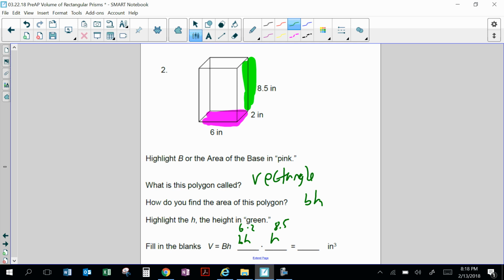6 times 2 is 12. And what is 12 times 8.5? 5 times 2 is 10, carry the 1. 5 times 1 is 5, plus 1 is 6. 8 times 2 is 16, carry the 1. 8 times 1 is 8, plus 1 is 9. 0, 12, carry the 1. Don't forget the decimal point. It's in the tens place, so it's 102 cubic inches.